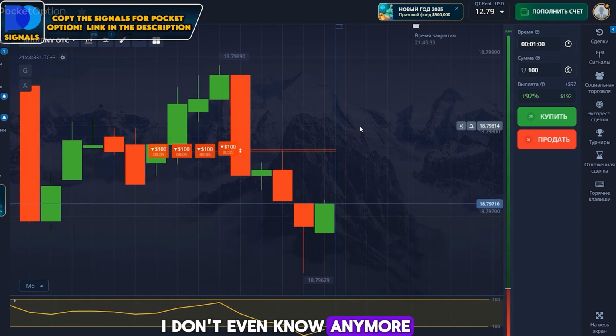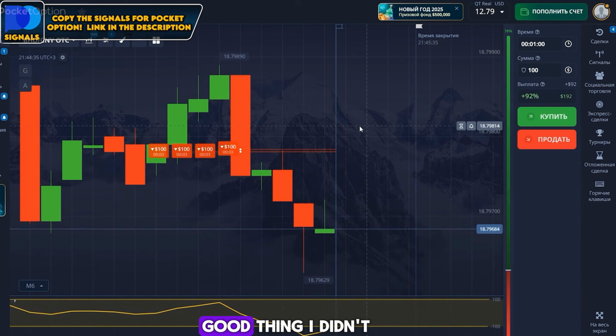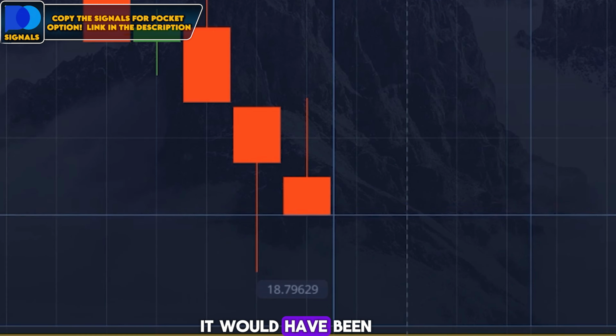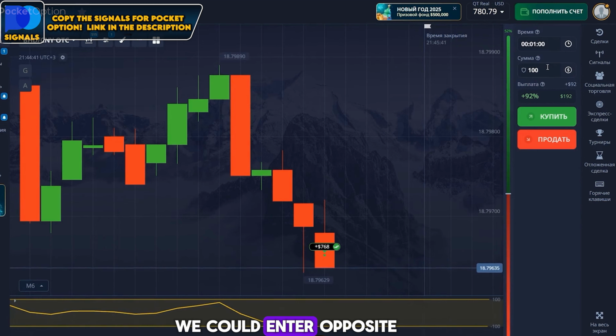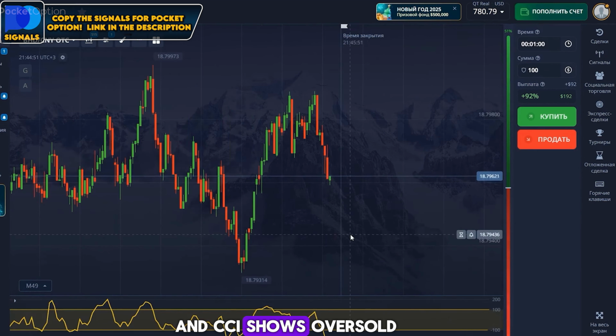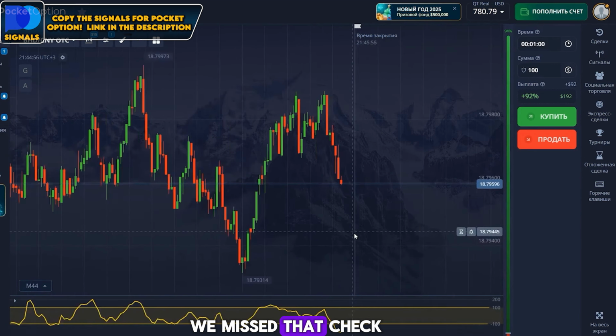Actually, there just weren't any entry points right now. I don't even know anymore. I was thinking about entering somewhere. Good thing I didn't jump into that trade. It would have been a loss. We have 780 in the account. Stretching. Let's wait. We could enter opposite since it's stretching. And CCI shows oversold, so a bounce is coming. We missed that. Check another pair.